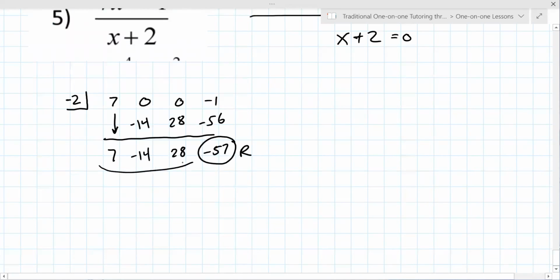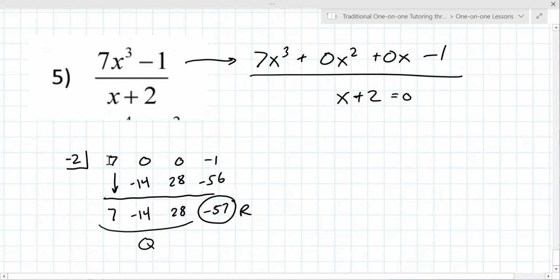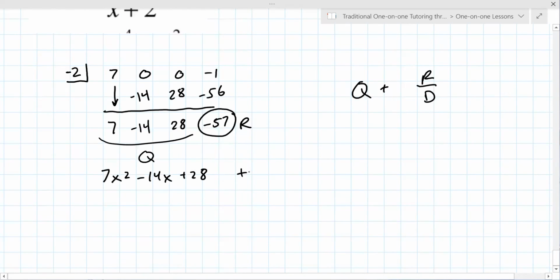And this is your quotient. Your quotient, though, it goes down by 1. So since 7 was x cubed, 7x cubed up here at the top, this is going to be 7x squared minus 14x plus 28. And then again, you always read it as the remainder over the divisor. So that's plus -57 over x plus 2. Okay, that makes a lot more sense.